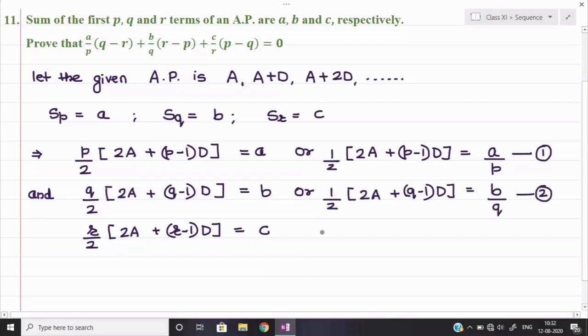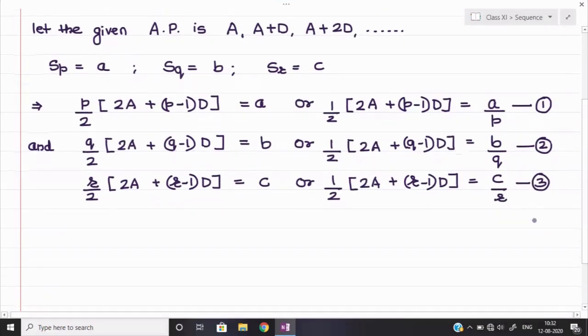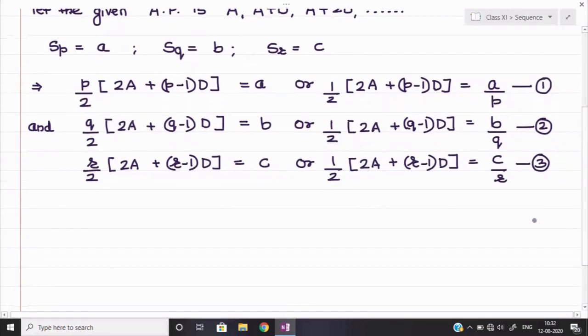And the third equation we can manipulate here. So 1 upon 2 into the bracket 2 into capital A plus r minus 1 into capital D is equal to c upon r. Equation number three. I have just transferred p, q and r to that side and named them equation first, second and third. Now see what our LHS is.